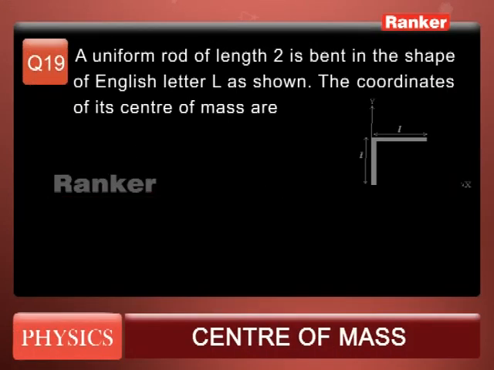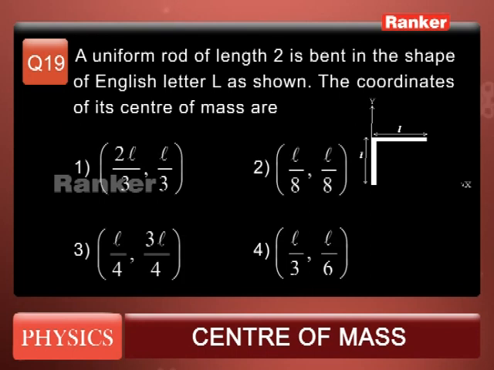Question number 19. The question is this: a uniform rod of length 2L is bent in the shape of the English letter L as shown. The coordinates of its center of mass are: first option 2L by 3, L by 3. Second option L by 8 and L by 8. Third option L by 4 and 3L by 4. And the fourth option L by 3 and L by 6.